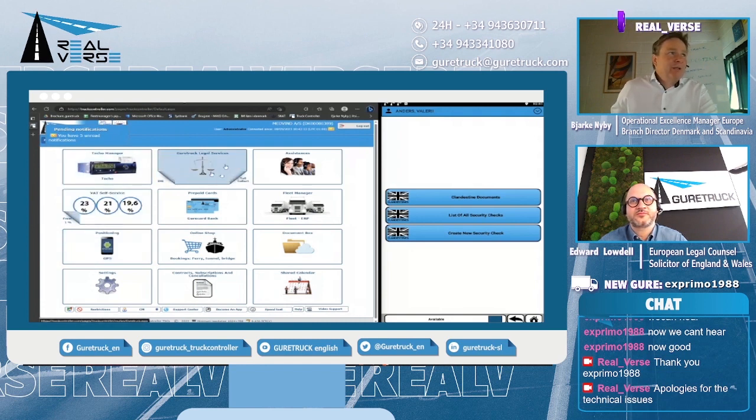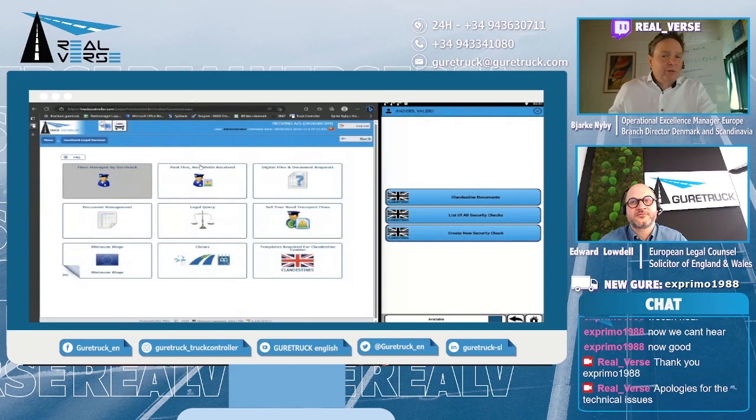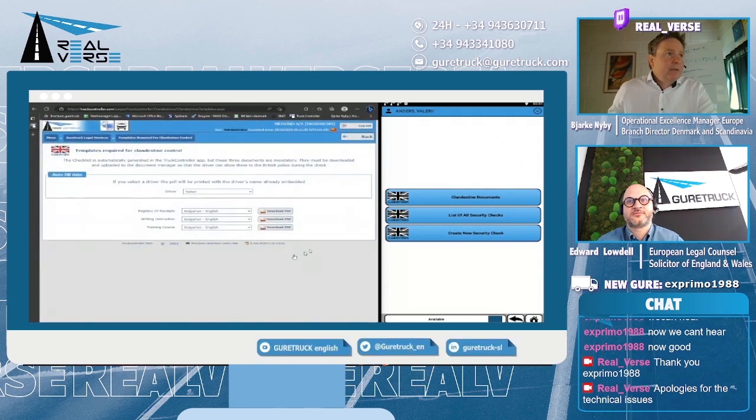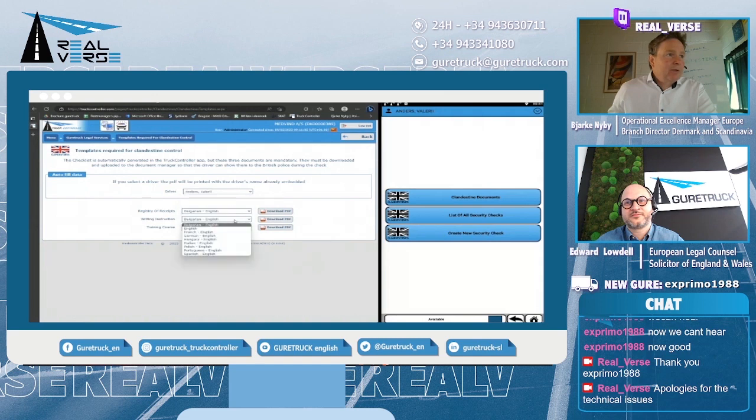Okay, so we will go into the truck controller. So we are at the office in this case, and we will go into the Guru Truck Legal Services, and down here in the right bottom corner, we will find templates required for clandestine control. I'll take this button, and we will select a driver. We will select enters again, and let's say that we want written instructions. I'll take it in English, and I'll download the PDF.